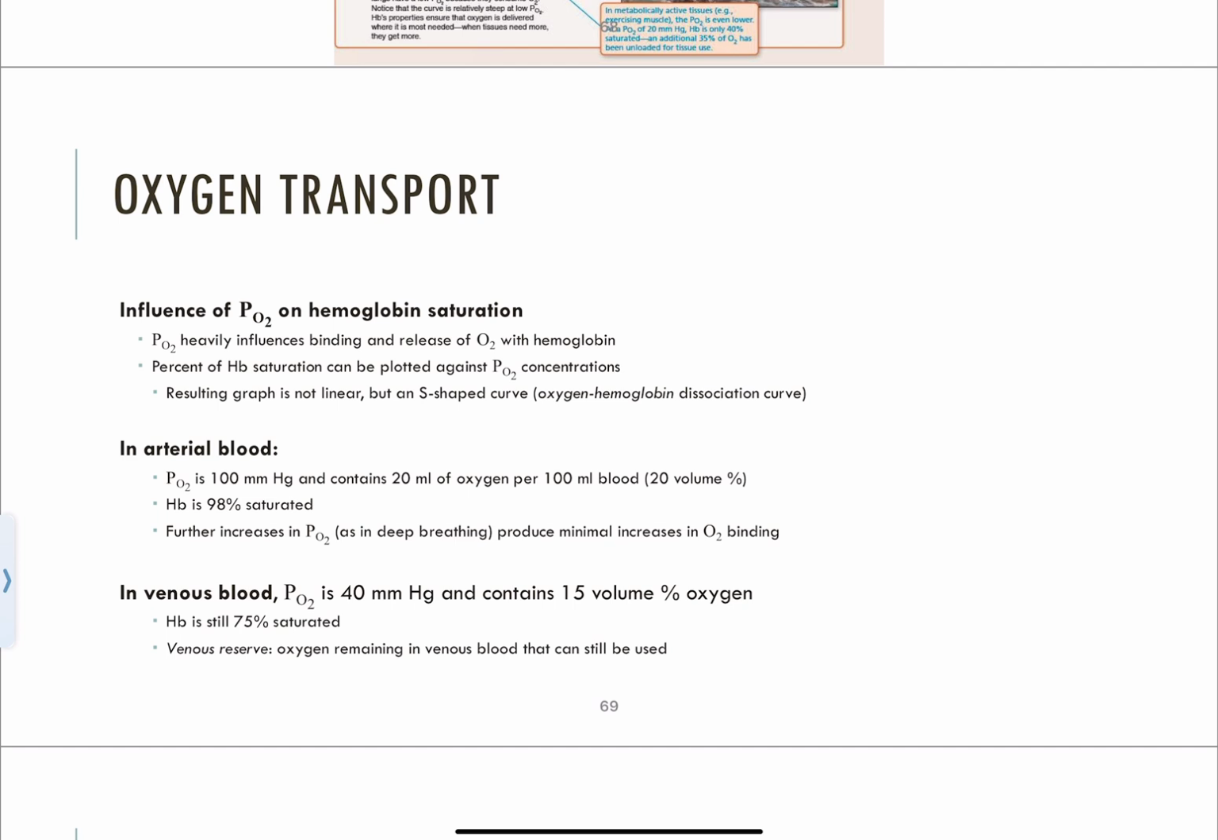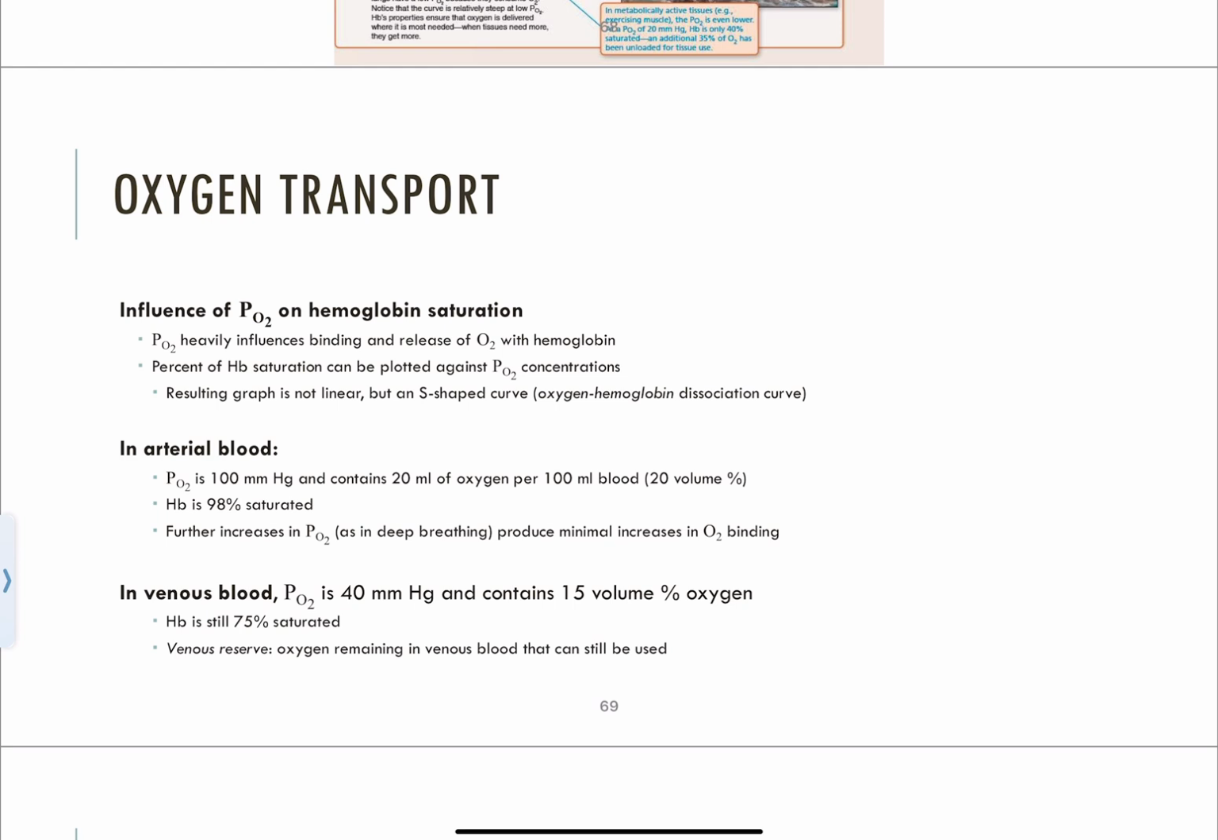In the arterial blood, the partial pressure of oxygen is about 100 millimeters of mercury and contains about 20 milliliters of oxygen per 100 milliliters of blood, so about 20% by volume. If we're talking about arterial blood, the hemoglobin is 98% saturated. So we're talking about the max amount that we have for oxygen saturation. Further increases in the partial pressure of oxygen, for example, if we start breathing very deeply, are going to produce minimal increases in the actual binding of oxygen to the hemoglobin.